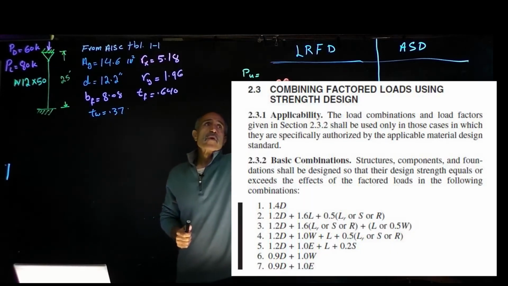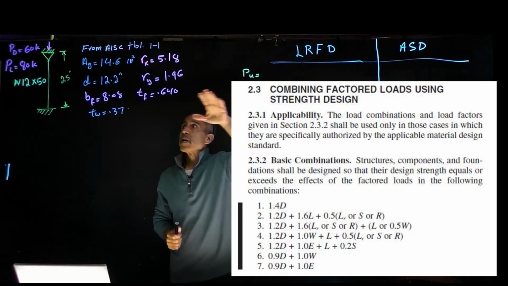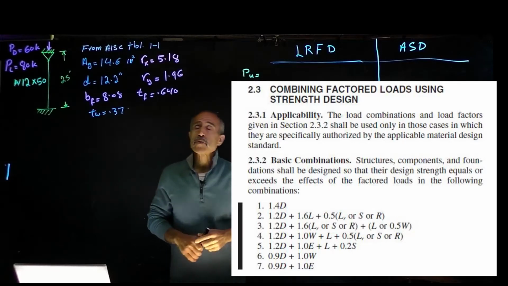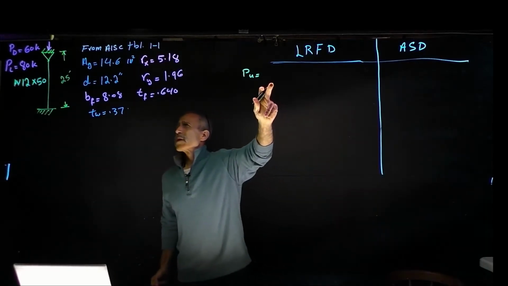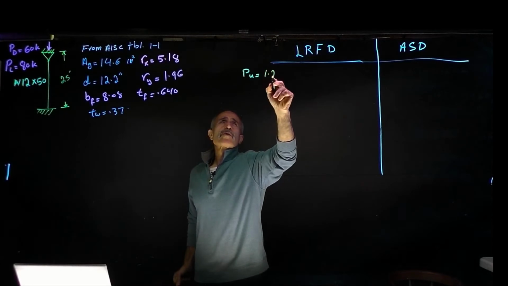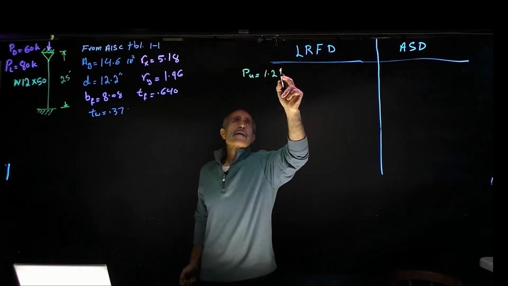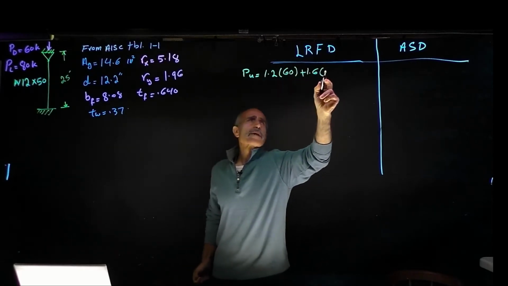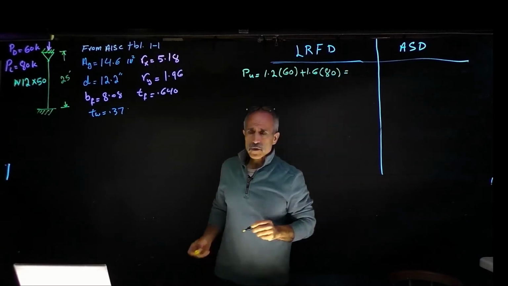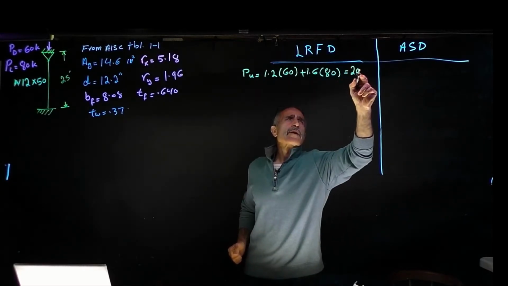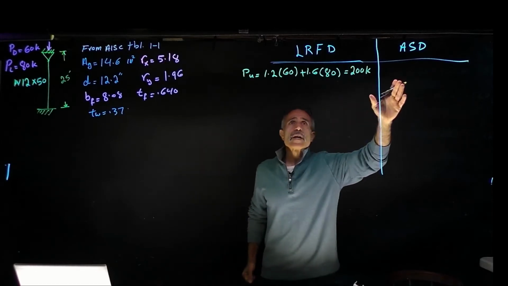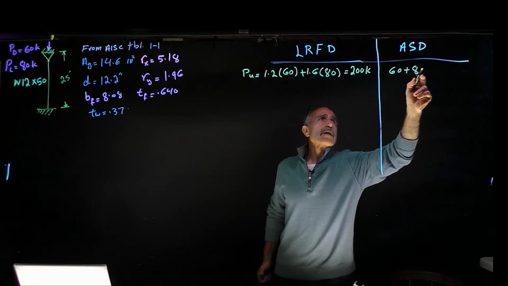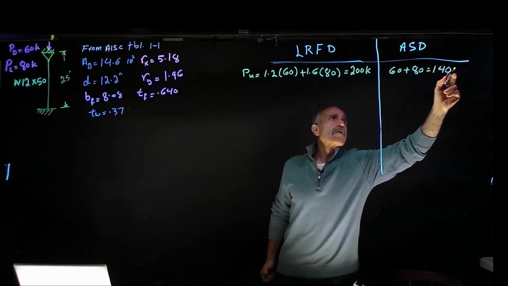Again, for load and resistance factor design, the load combination for dead load and live load that's going to give you the highest value is number 2. So our load comes out to 1.2 times 60 for dead load plus 1.6 times 80 kip for the live load, and that comes out to 200 kip. And for allowable stress design, we just add both numbers, 60 plus 80, and that's 140 kip.